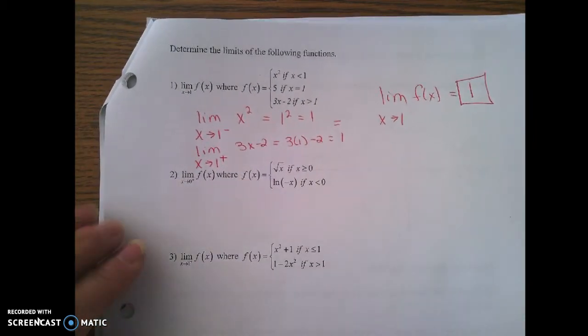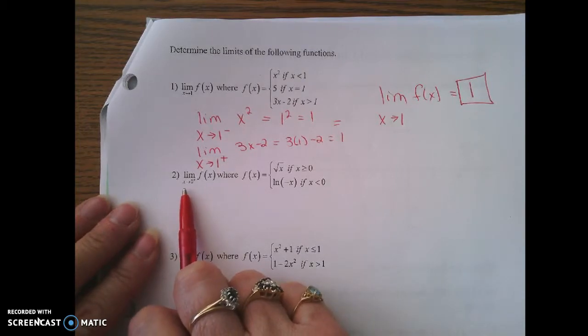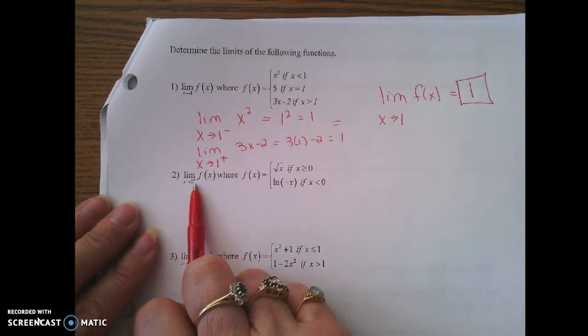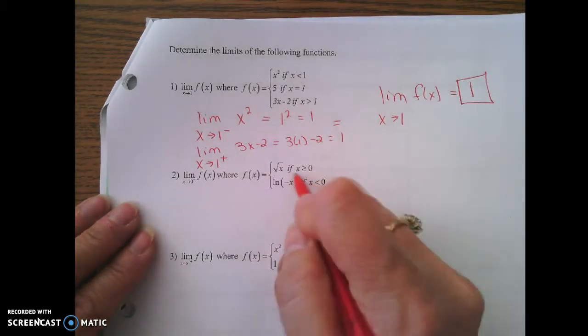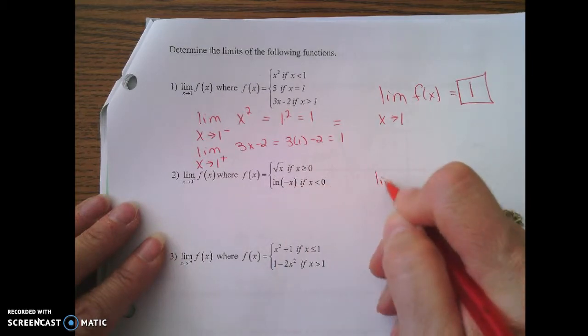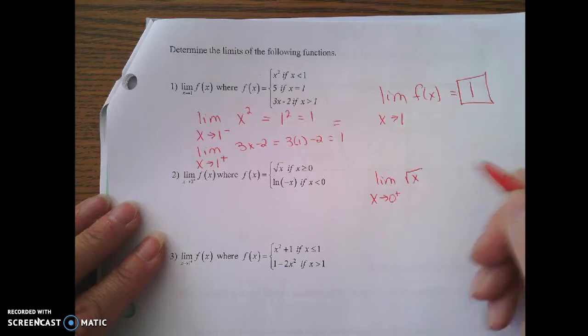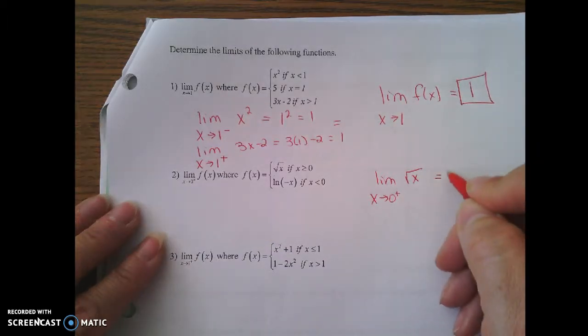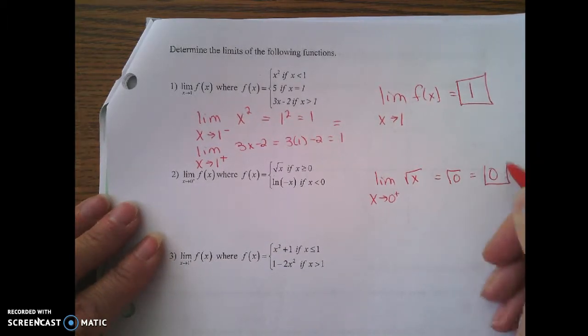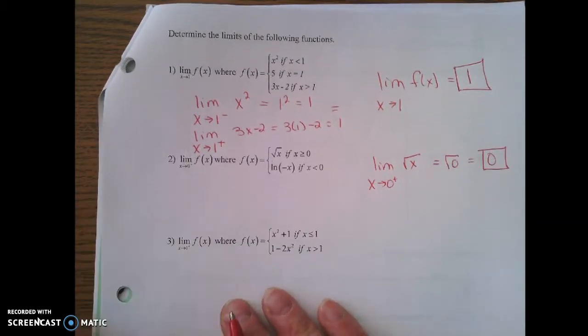Okay, this next one just wants the limit as x approaches 0 from the right. That means x is greater than 0. It only wants this, the limit as x approaches 0 from the right. We are only looking at the square root of x. So if I substitute 0 in there, my answer is 0. It doesn't want the other side.